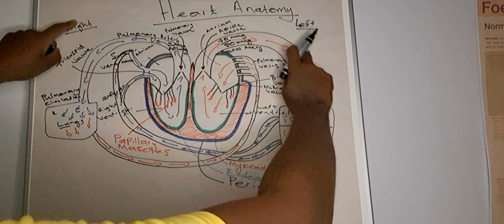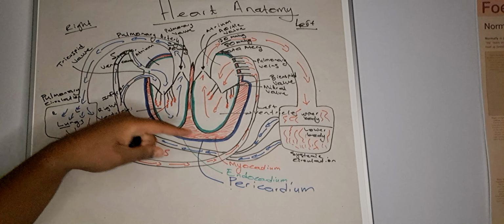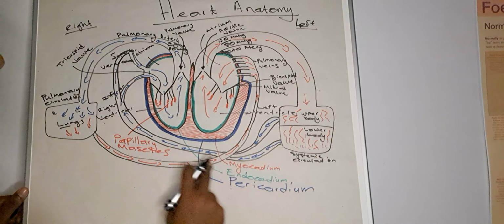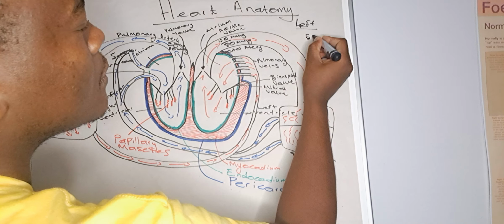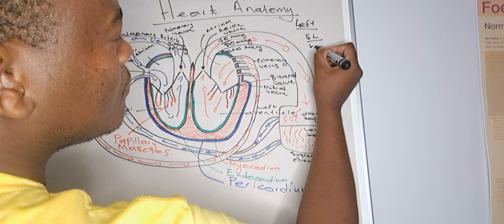This entire circulation of this blood, you must know this today. A human being has 5 liters of blood. This blood that can carry a body of a human being is 5 liters of blood. This is what human beings have.